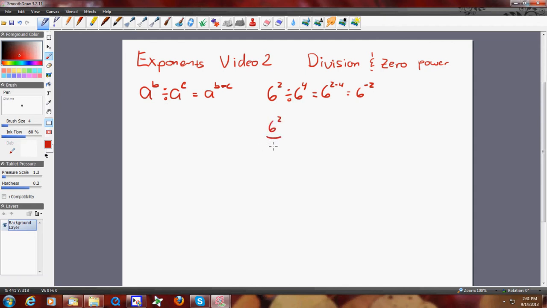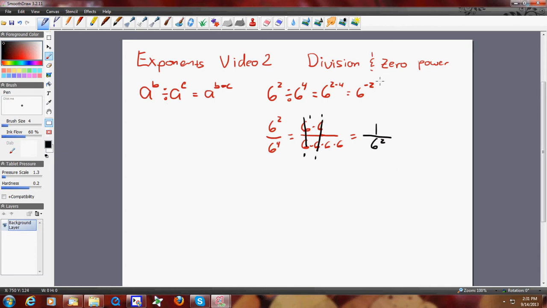6 squared divided by 6 to the 4th really means 6 times 6 divided by 6 times 6 times 6 times 6, which, as we said before, canceling out, leaves us with, now some people say, oh, well, 6 squared, and that's your answer. Well, that's not true, because when you simplify, don't forget, these actually become 1s. And 1 times 1 is 1 over 6 squared.